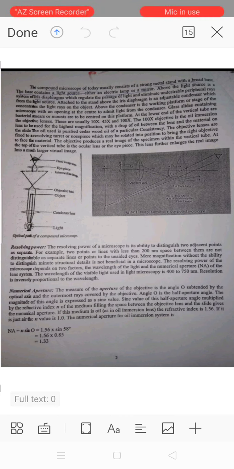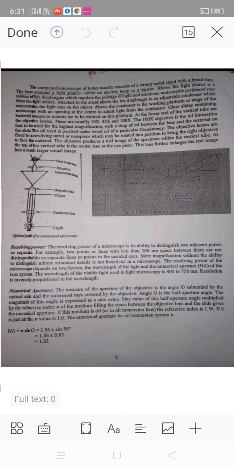The 100x objective is the oil immersion lens to be used for the highest magnification, with a drop of oil between the lens and the material on the slide. The oil used is purified cedar wood oil of a particular consistency. The objective lenses are fixed to a revolving turret or nose piece, which may be rotated into position to bring the right objective to face the material.